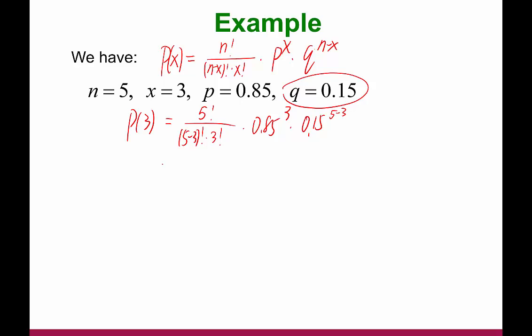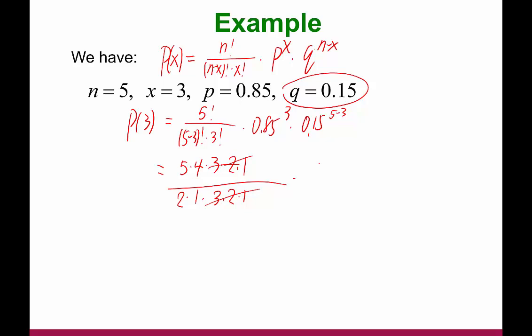If you simplify this, you get 5 factorial is 5 times 4 times 3 times 2 times 1. This is 2 factorial, and 3 factorial is 3 times 2 times 1. 2 factorial is 2 times 1. Again, we cancel all these numbers after 3. 5 times 4, 20 over 2 is 10.